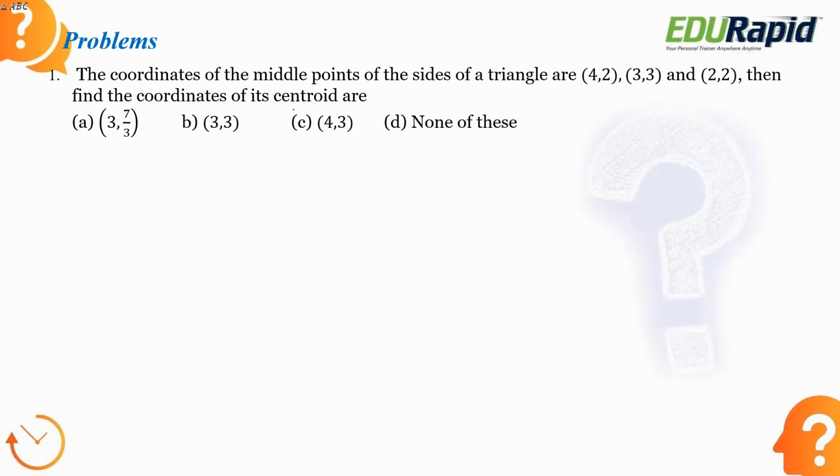Directly it's given. You have to find the coordinates of the centroid. What's the formula for the centroid? The centroid is given by G = ((x1 plus x2 plus x3) by 3, comma, (y1 plus y2 plus y3) by 3). Can you find it? Please do it soon.